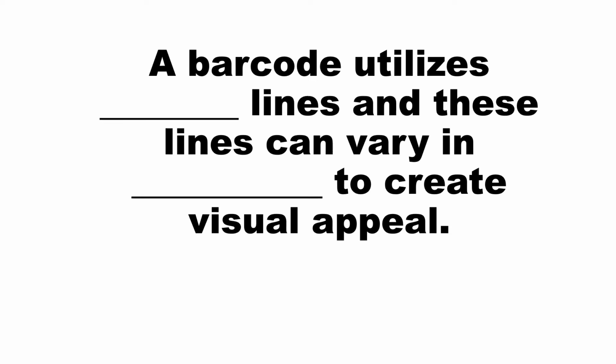And then finally, a barcode utilizes what kind of lines, and these lines can vary in what to help create visual appeal? Remember that the barcode utilizes vertical lines. They go up and down. If it's vertical, it goes up and down. And remember, these can vary in different widths or thickness in order to create that visual appeal.